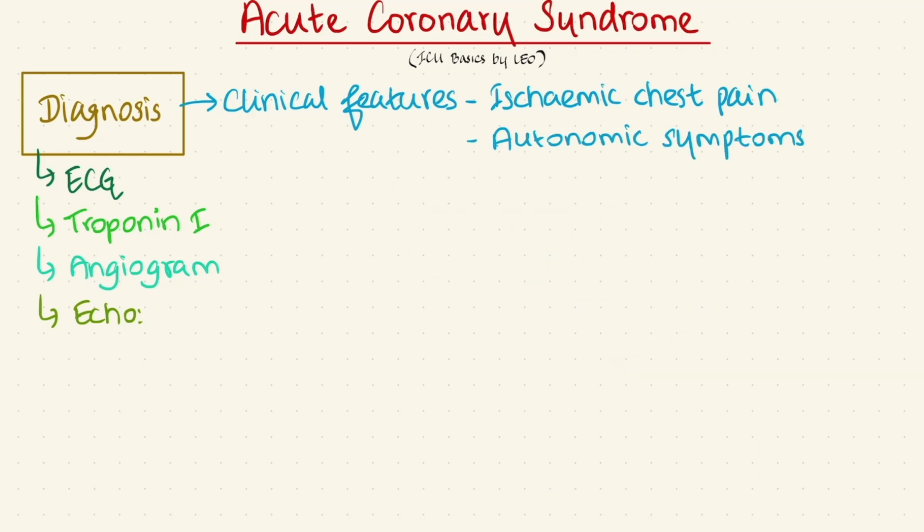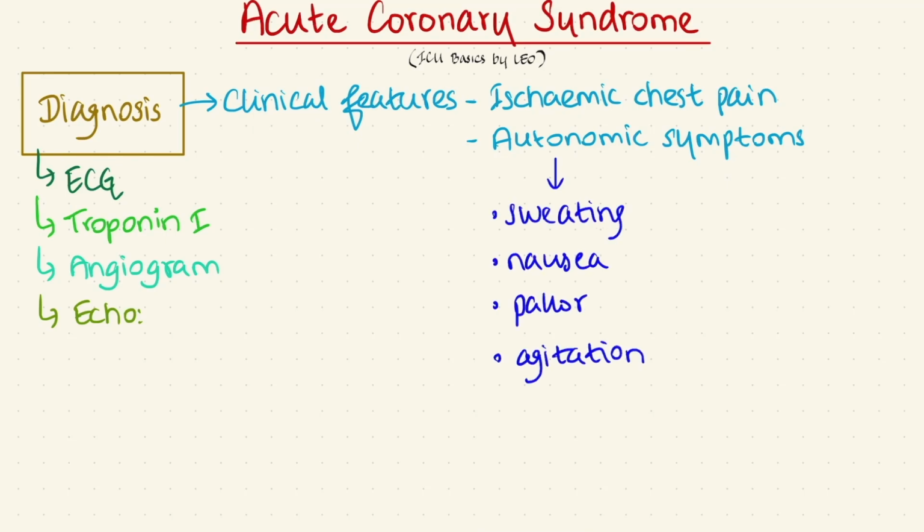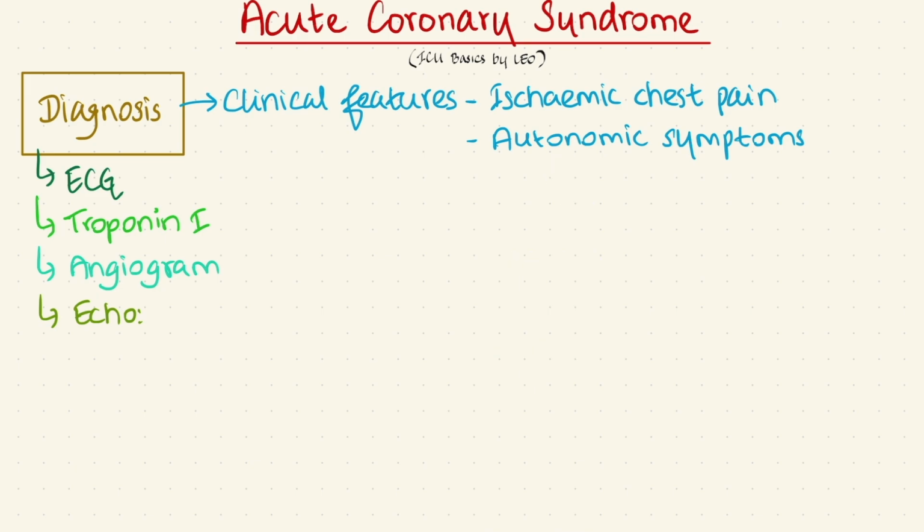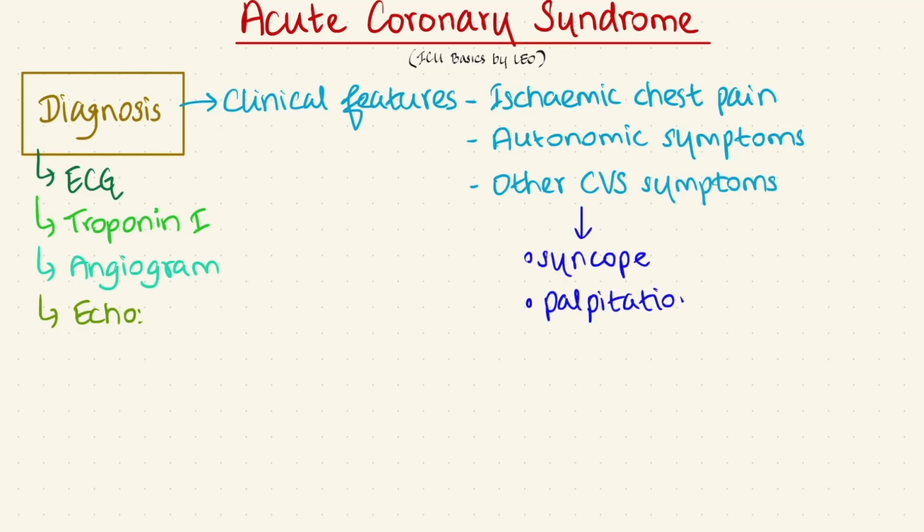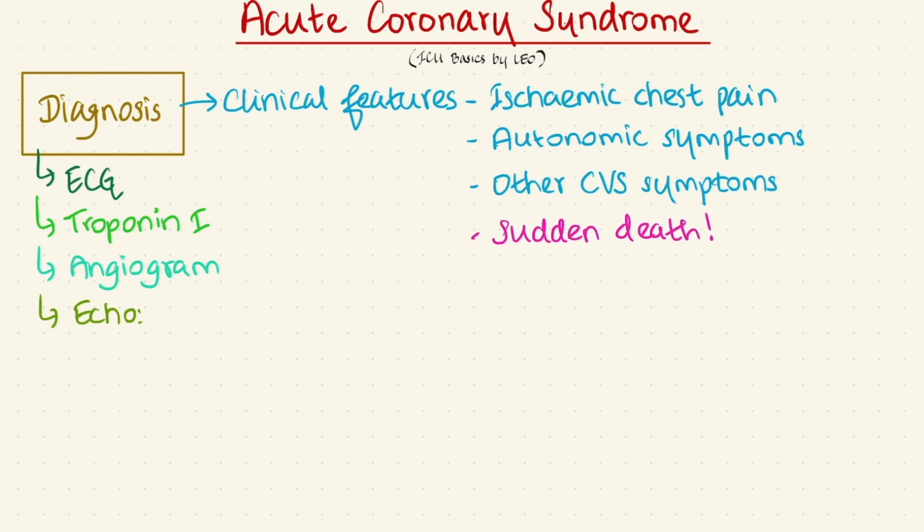Autonomic symptoms such as sweating, nausea, pallor, and agitation can often be associated with chest pain. Patients with myocardial ischemia can also present with severe symptoms such as syncope, palpitations, and dyspnea. In extreme cases, sudden death can occur with severe myocardial infarction.